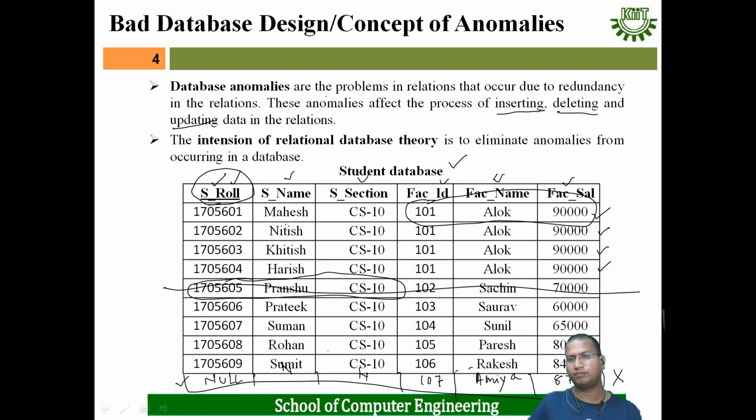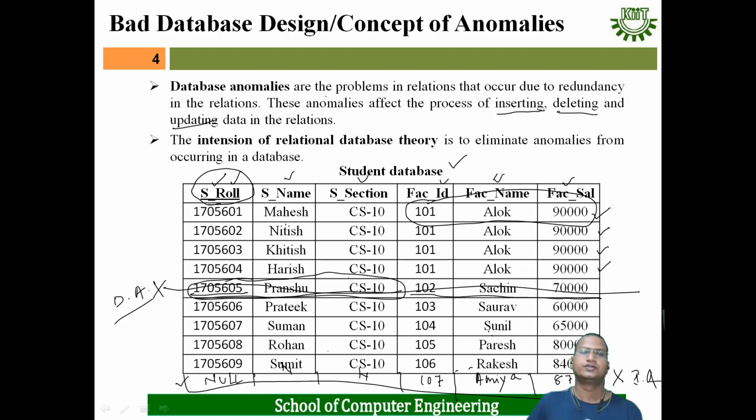This information is not present in any other place. That's why, whenever I want to delete this part of the information, I will lose some information. I want to delete the student roll number 1705605, Pransu, CS10. But if I delete this record, I will lose some information from the database. That's why I cannot delete this record. This is your deletion anomaly, and the earlier one was your insertion anomaly.